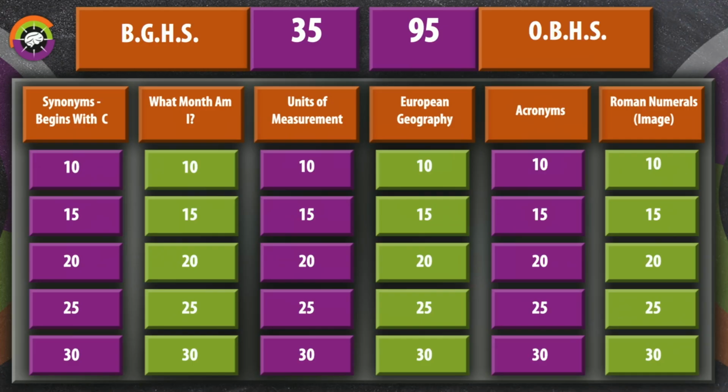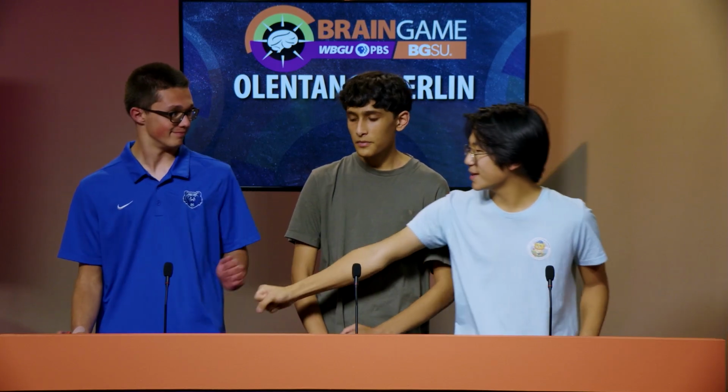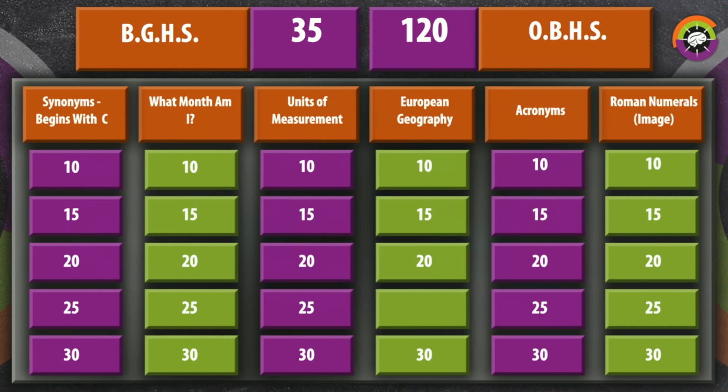European geography for 25. European geography for 25 points. Identify each of the following associated with the continent of Europe. Tiny country whose capital is Pristina. That would be Olentangy Berlin. Martin. Kosovo. Kosovo. Nice. Correct. Power shifts to Olentangy Berlin.